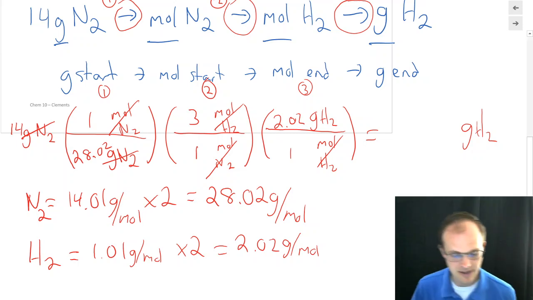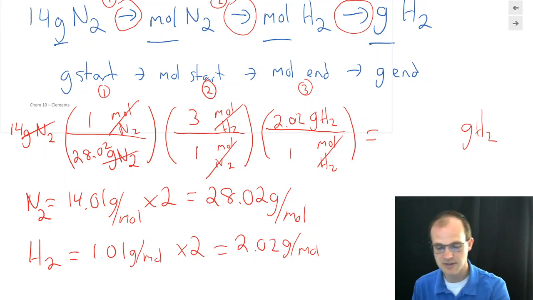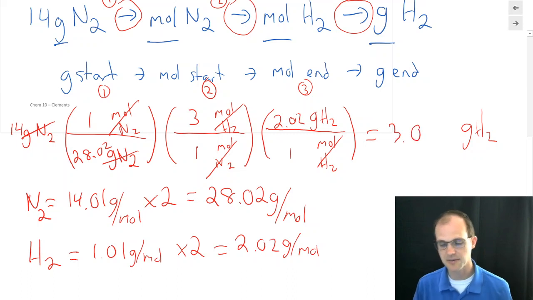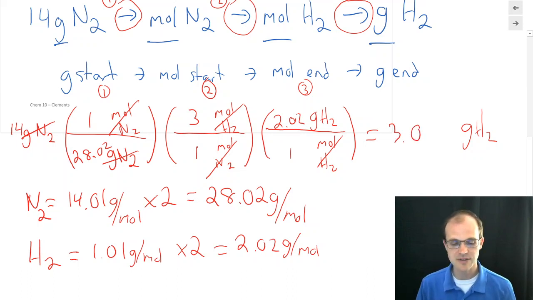Oh funny, I didn't write down the answer there. 14 divided by 28 is a half, times 3 is 1.5, times 2 is 3.0 grams of hydrogen. Where did we get those significant figures?